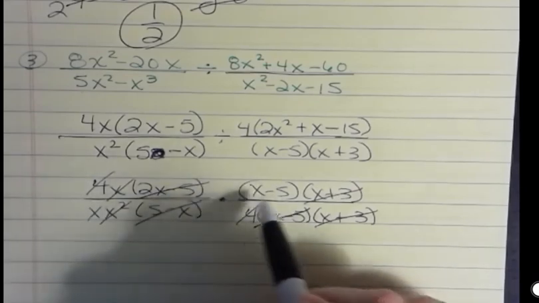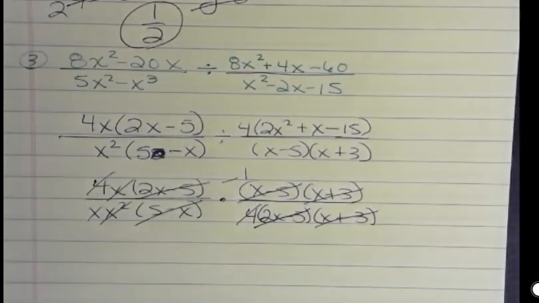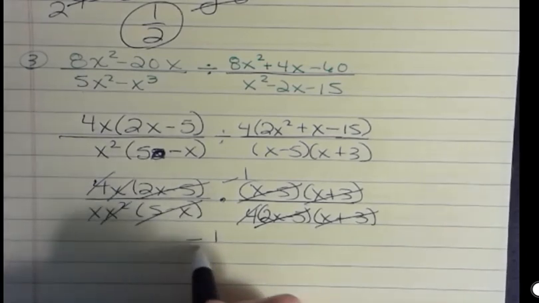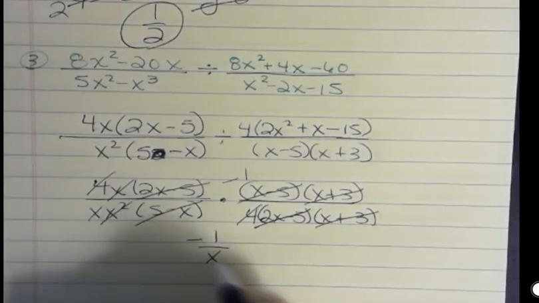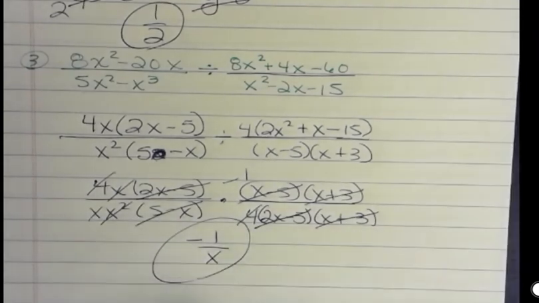What happens when I cancel opposites? I get negative 1. So on the top, it looks like everything is gone except for negative 1. In the denominator, I have x. So that's it, negative 1 over x. That's multiplying and dividing, mostly an exercise in factoring.